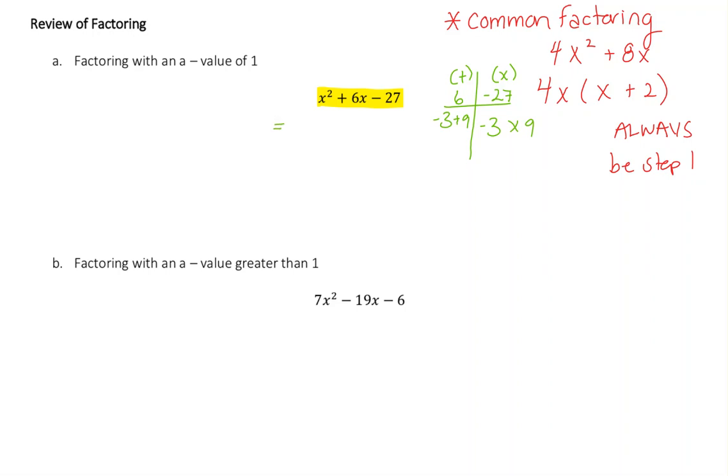We don't need to go through the whole process of factoring because our factors at the end will be x minus 3, x plus 9. We can simply use the factors we came up with in the t-chart and place them into the equation like so. And you can do that every time for factoring with an a value of 1.